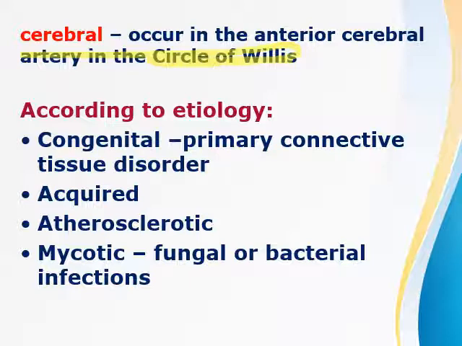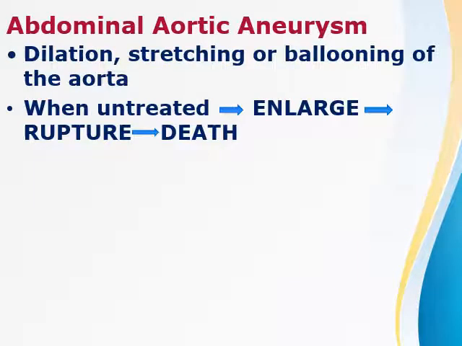So according to etiology, your aneurysm could be classified as congenital if it involves a primary connective tissue disorder. It is acquired if there are other underlying conditions. Atherosclerosis could also lead to your aneurysm because of the weakening of the arterial walls. And then it could also be mycotic, which is a result of fungal or even bacterial infection.